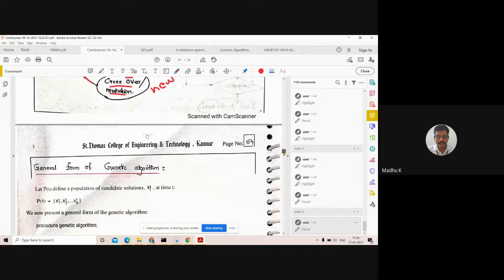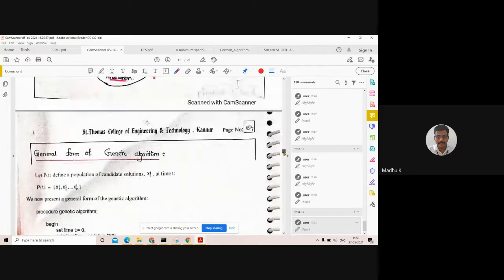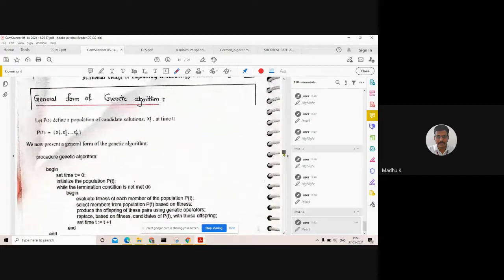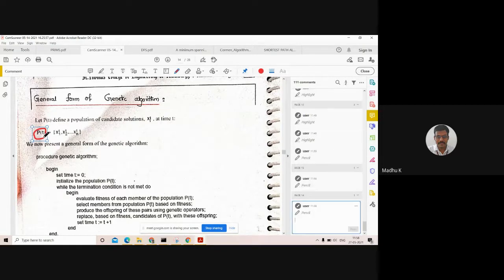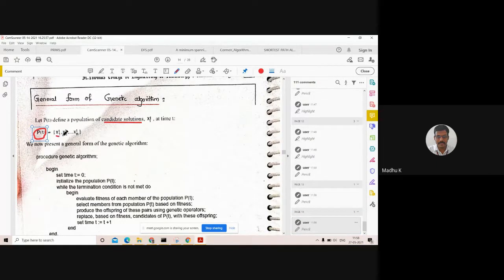Next, we want to discuss the general form of the genetic algorithm. This is the general form of the genetic algorithm. Basically, P(t) denotes the population. The population consists of candidate solutions: x1(t), x2(t), etc.